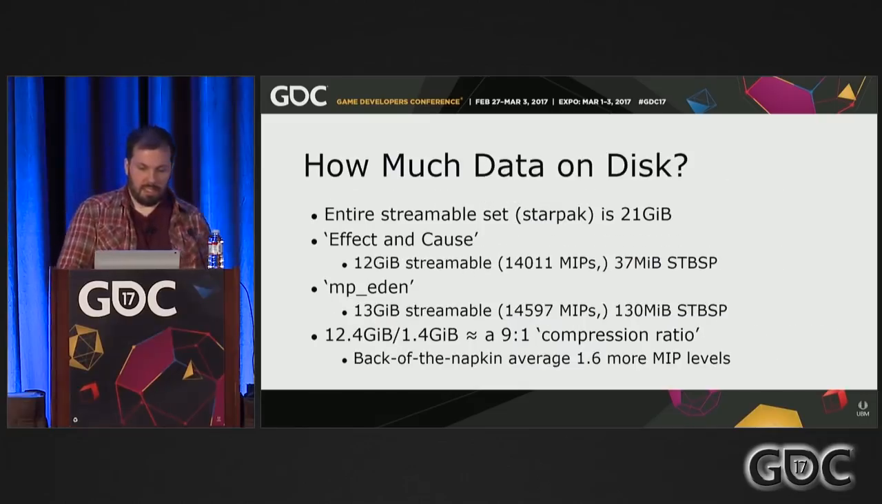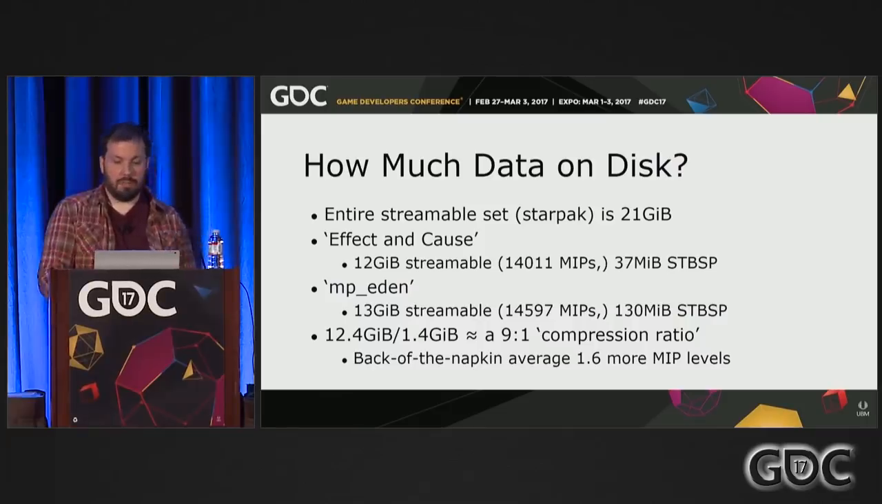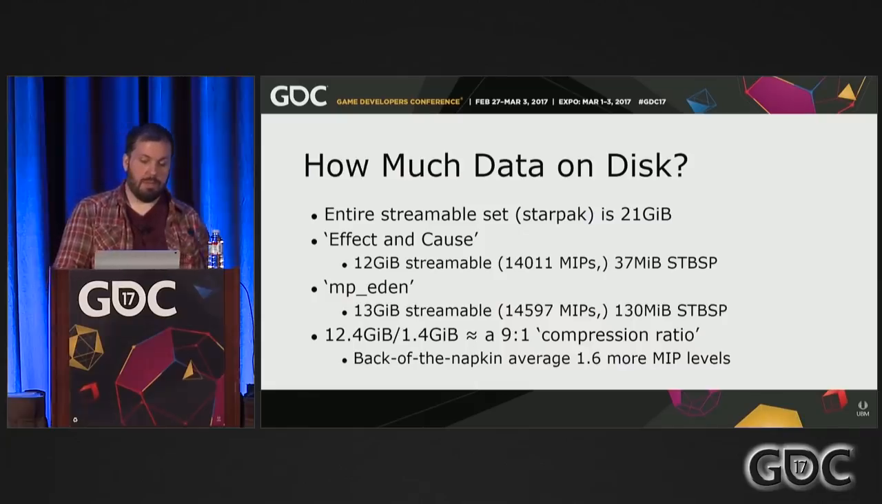As far as what ends up on the disk, our entire streamable set is 21 gigabytes. For the effect and cause level, which is the one where you travel through time, you can use up to 12 gigabytes of that. That's 14,000 MIPs. And the file that contains the static pre-computed data with the columns is 37 megabytes. For MP Eden, which is just sort of an average multiplayer level for us, it's about the same, but the column file is bigger because the playing area is bigger.